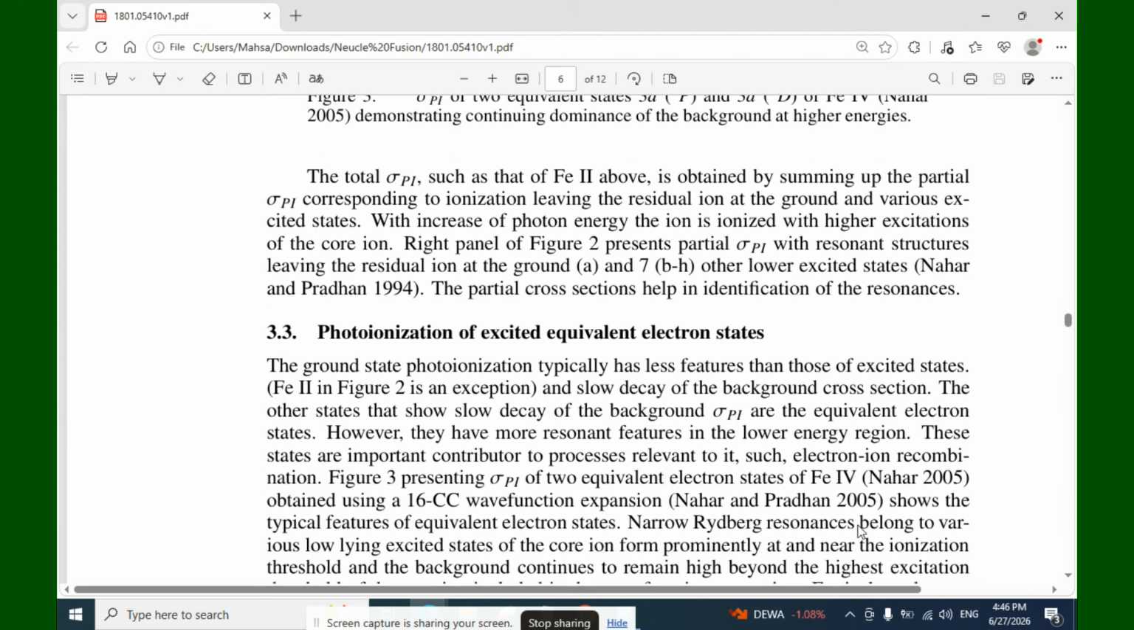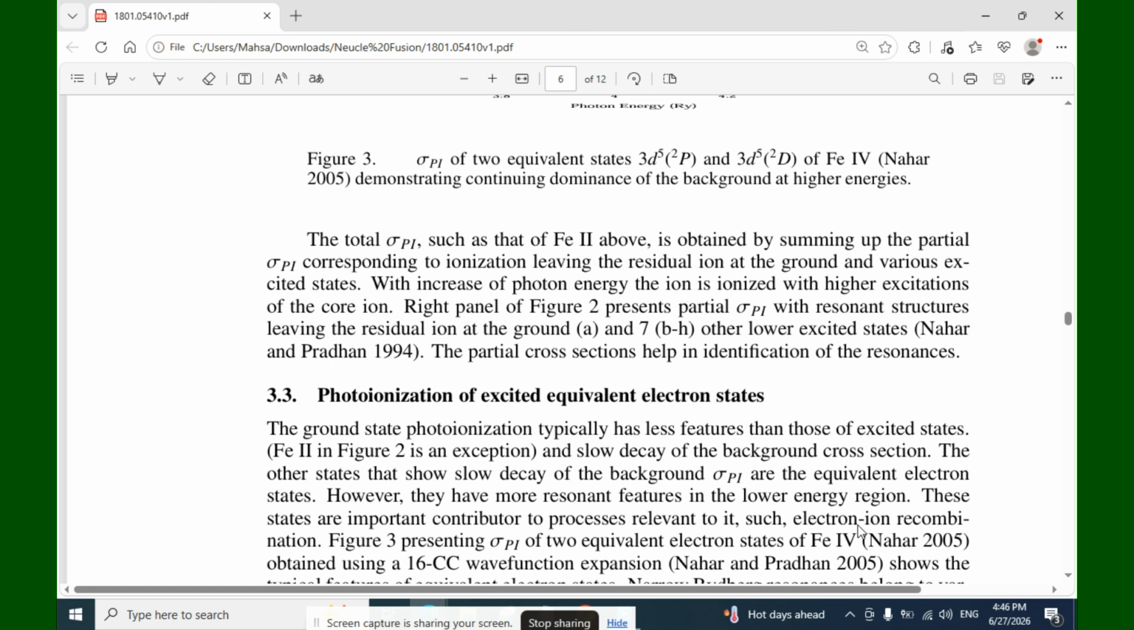The total sigma PI, such as that of Fe II above, is obtained by summing up the partial sigma PI corresponding to ionization leaving the residual ion at the ground and various excited states. With increase of photon energy, the ion is ionized with higher excitations of the core ion. The right panel of figure 2 presents partial sigma PI with the resonance structures, leaving the residual ion at the ground state and 7 other lower excited states, Nahar and Pradhan 1994. The partial cross sections help in the identification of the resonances.